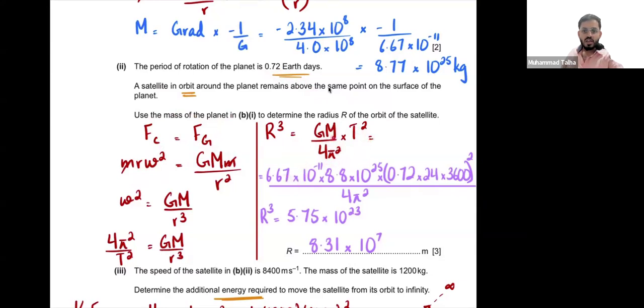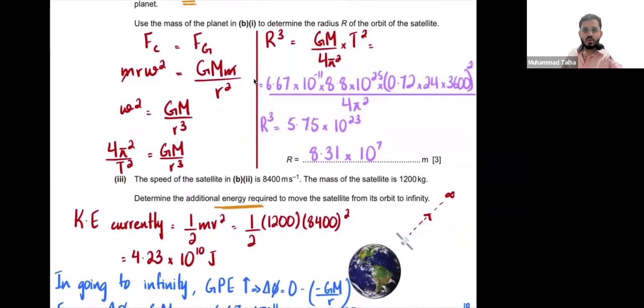So G, M, which we just calculated. T is 0.72 Earth days because I want my answer in the SI units of meters. My time must also be in SI units of seconds. So each day has 24 hours. Each of those hours is 3600 seconds. And this is 0.72 Earth days, so I multiply with that as well. r cubed turns out to be this. So you just take the cube root and r turns out to be 8.31 times 10 to the 7 meters, right? So this is how you do this one.